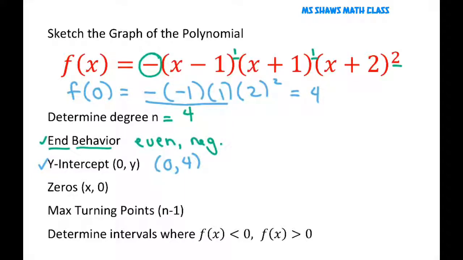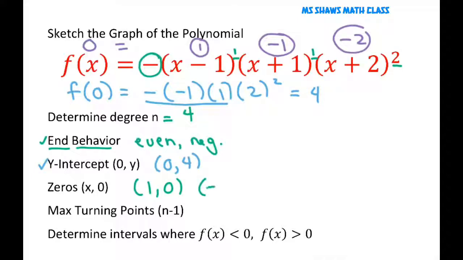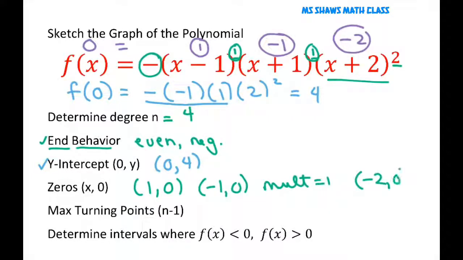Now my zeros are when y is 0. So this would be 1 here, negative 1, because negative 1 plus 1 is 0, and negative 2 here. So let's write those down. We have 1, 0, and negative 1, 0. Those have both multiplicities of 1, which is an odd number. And this last zero, negative 2, 0, has a multiplicity of 2.